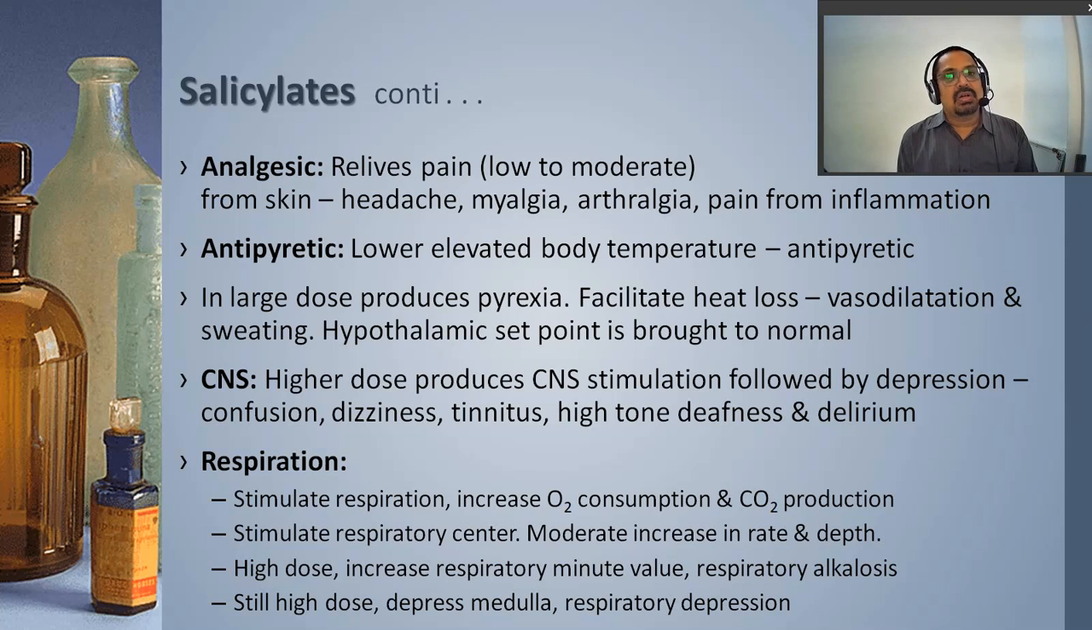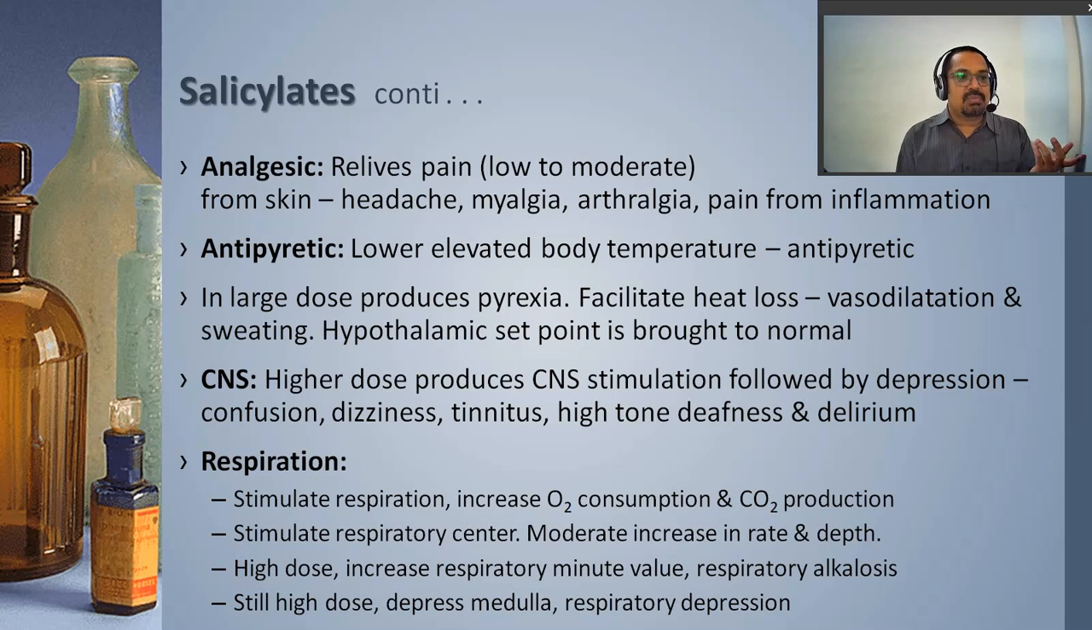In a large dose, in fact, they produce pyrexia. Large doses of the salicylate produce pyrexia, whereas the low dose produces the antipyretic action. They facilitate heat loss: vasodilation and sweating produce heat loss, and in that way they produce the antipyretic action. The hypothalamus, which we have seen in previous slides, is set at a higher level; it will be brought down to its normal level by the antipyretic action of the salicylates.